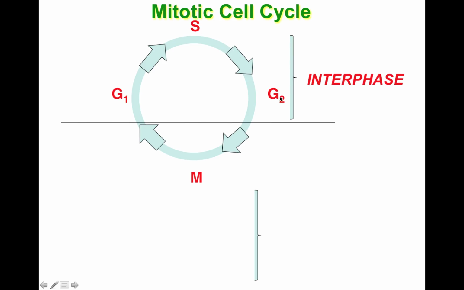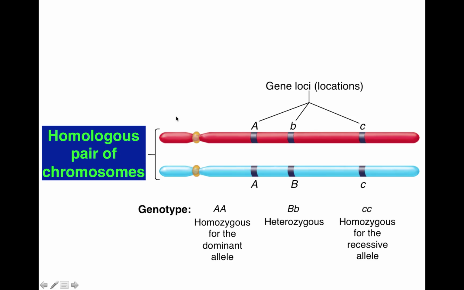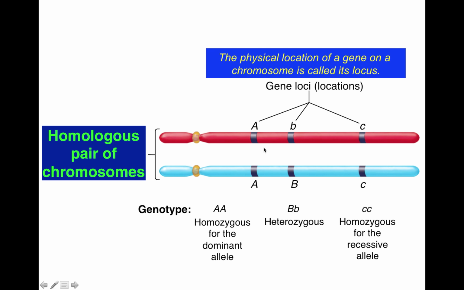The G1, S, and G2 phases of the cell cycle are often referred to as interphase as opposed to mitosis, and mitosis itself can be broken down into prophase, metaphase, anaphase, and telophase. This is a homologous pair of chromosomes. One presumably came from the mom and the other from dad. The genes are aligned along the chromosome in specific order. Here are depicted 3 genes, and the position of a gene on a chromosome is known as its locus. Okay, that's its physical location or its home.